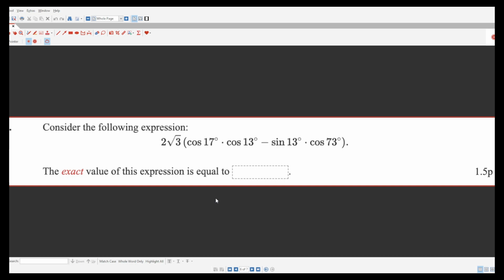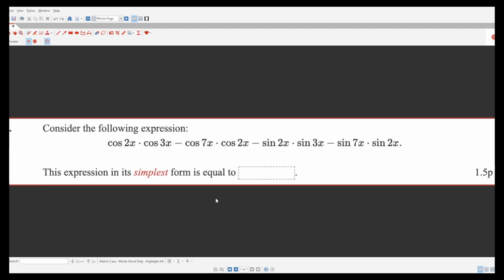Okay, finally let us go to the last one. Something similar here. So consider the following expression. And then this expression in its simplest form is equal to what? What did you get? 0. Yeah, 0 is correct. Okay, and the only thing that you need to have is to put the formula sheet in front of you and try to look up and down so that you can see the pattern.